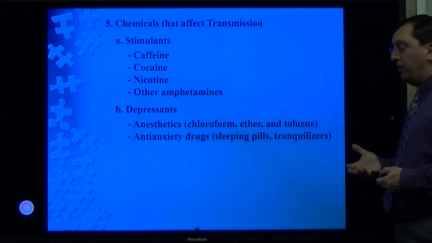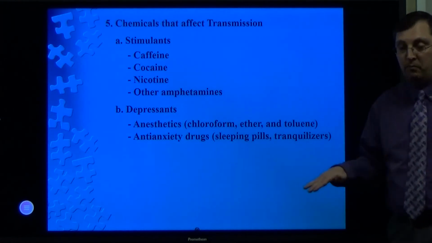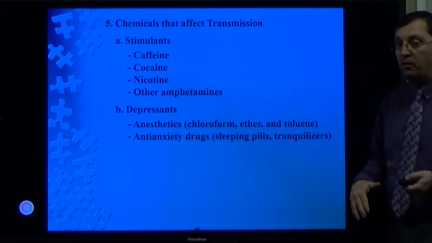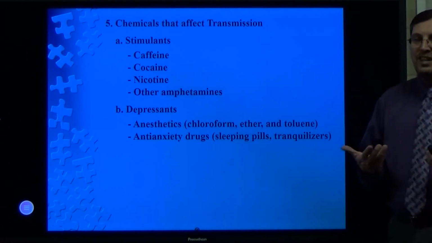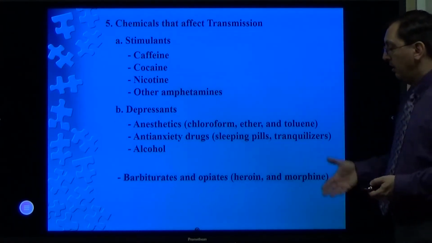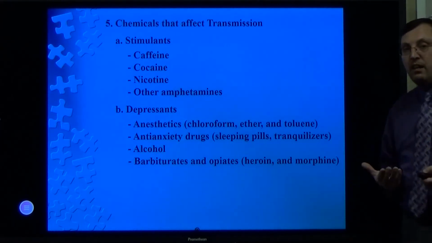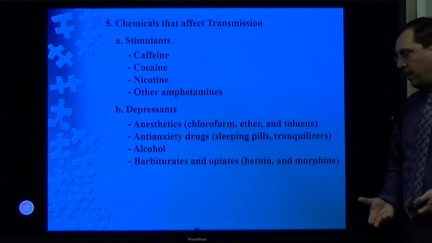Anti-anxiety drugs like sleeping pills and tranquilizers do what their name implies: they slow everything down to the point where the nervous system doesn't want to receive information as much as it should. Alcohol acts as a depressant. So do barbiturates and opiates, like heroin and morphine. That's why they're often used as painkillers, because they basically slow everything down.